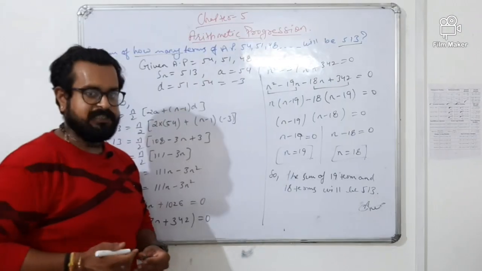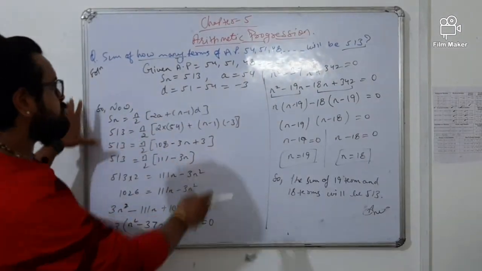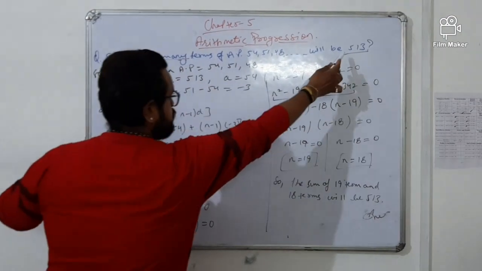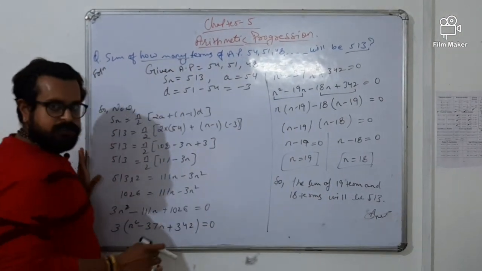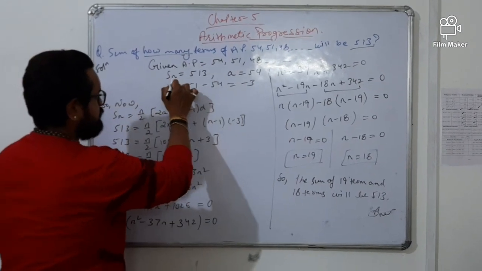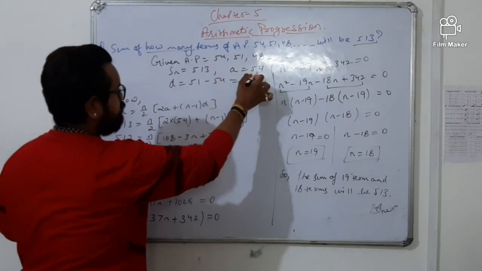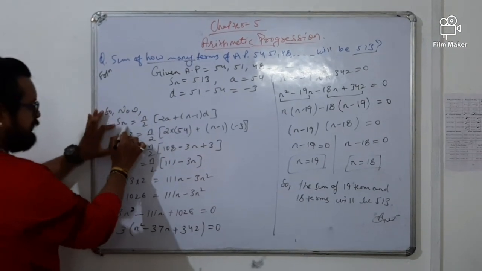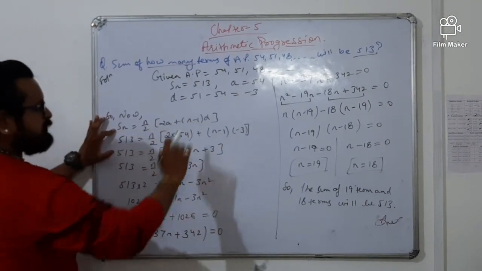See, once again I am explaining this solution. This is the given AP, and 513 is the value of Sn which is given in the question, and n we have to find. So Sn is 513, A is 54 and D is -3, we got. Now we will use the formula Sn equals n by 2 times (2a plus (n minus 1) d).